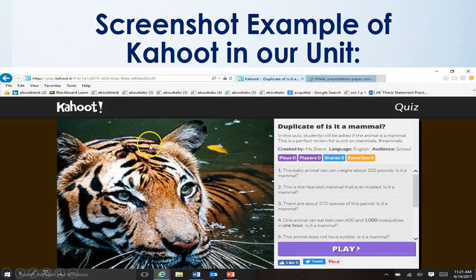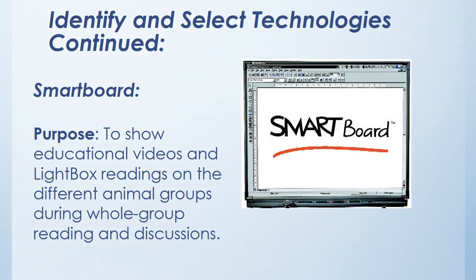Here's a screenshot example of Kahoot in our unit. These are the type of questions that we will ask in a fun and interactive manner. We also use a smartboard to show educational videos and Lightbox readings on the different animal groups during whole group reading and discussions.